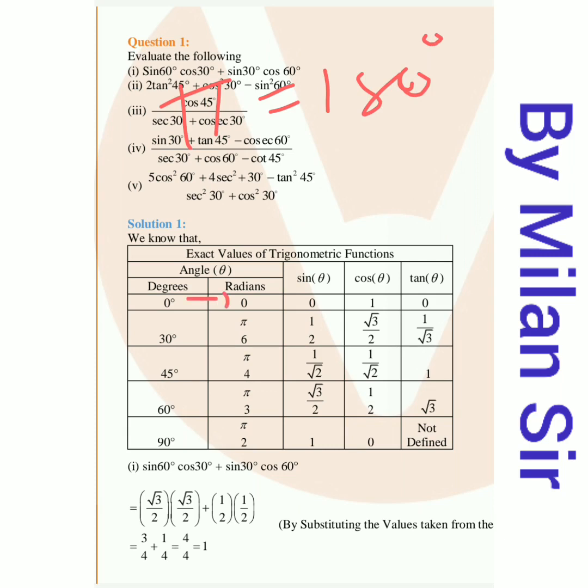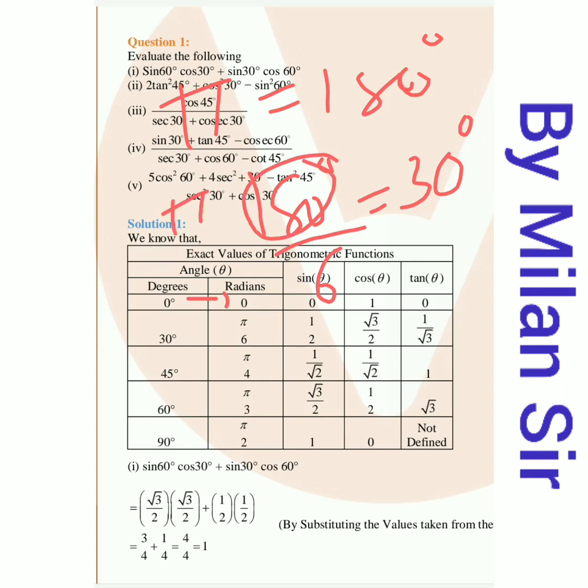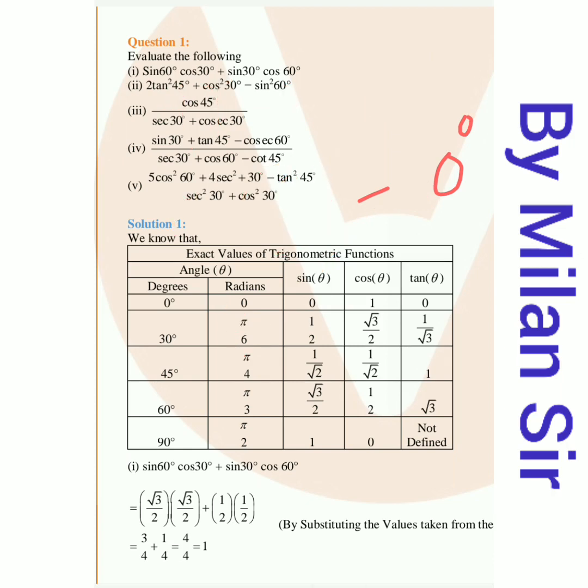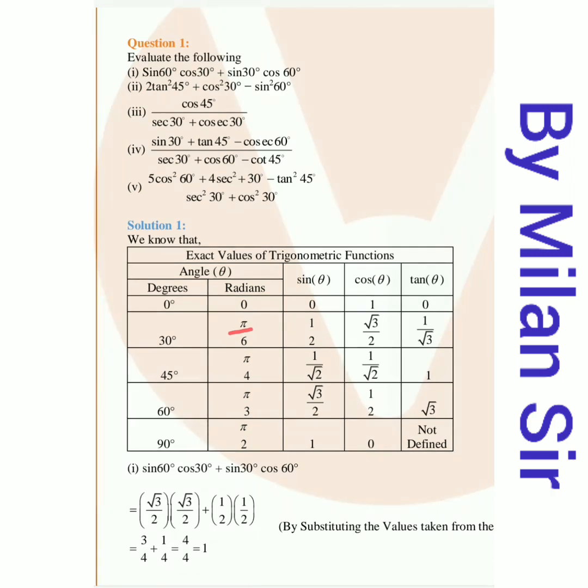Okay, now 30. For 30 we can write like this. 180 by 6 is equal to 30. So in radian pi represents 180 degree. So we can write like this. Pi by 6 is equal to 30. Okay, because pi is equal to 180. So pi by 6. Here it is not pi and 6 but pi by 6. Same way pi by 4, 180 by 4 it is 45. 180 by 3, that means pi by 3, it represents 60 degree, and pi by 2, that means 180 by 2, it represents 90 degree.